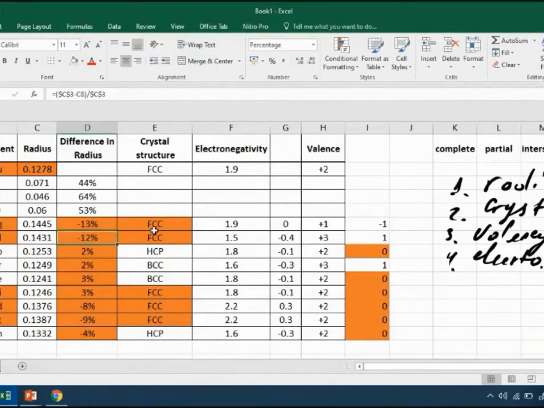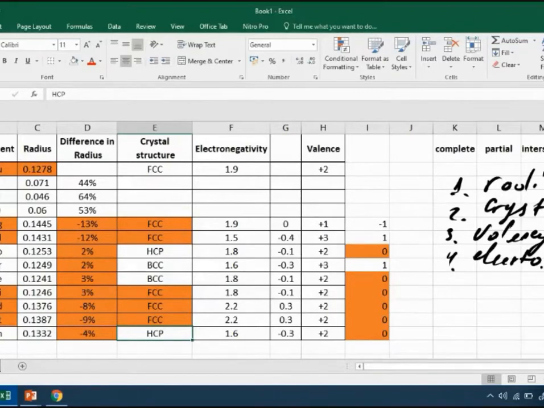I've applied radius and crystal structure criteria. Now let's move on to valency. Cobalt has the same valency, but it's out. It has got different crystal structure. Iron is out. Nickel has similar radius and the same crystal structure. I will keep this one. Zinc has the same valence, but it has got different crystal structure and it's also out.